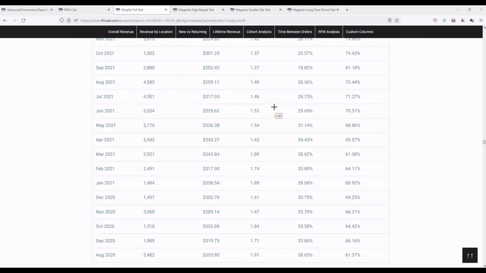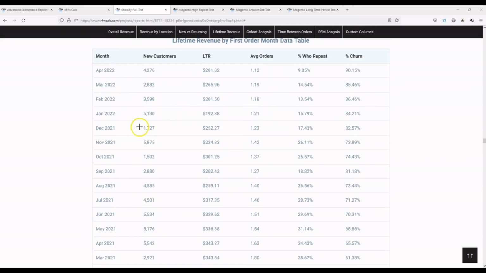Cool. So that is pretty much it for the lifetime value section of the report. So there are some key questions you might be asking. The first one is, okay, if a customer places their first order in February 2022, when do they actually come back and place repeat orders? That is answered in the cohort analysis section, which I will do a separate video on.